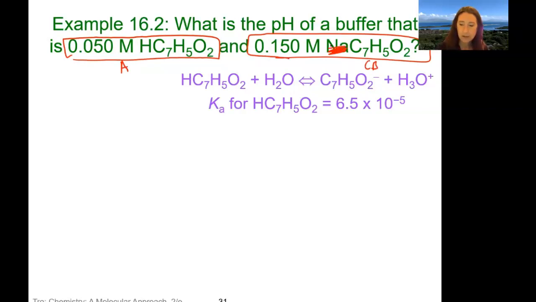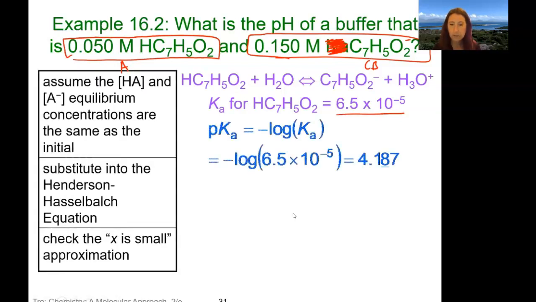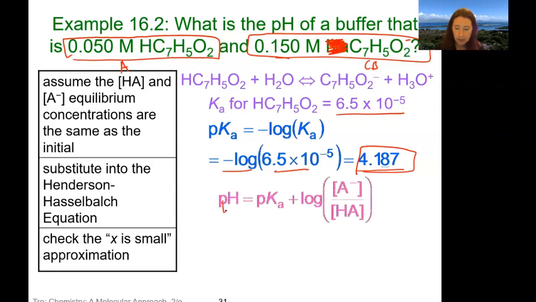And again, this Na doesn't mean anything to us, right? That's what we see. That's our conjugate base. And so when we do Henderson-Hasselbalch, we first have to get our pKa. And remember, P means take the negative log of whatever's behind it. So our pKa is just the negative log of our Ka. That is our pKa.